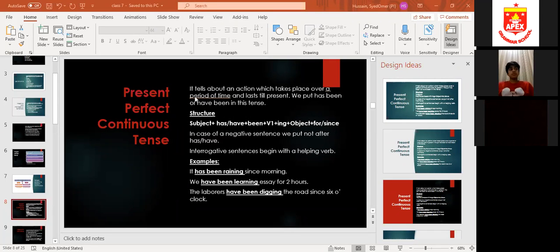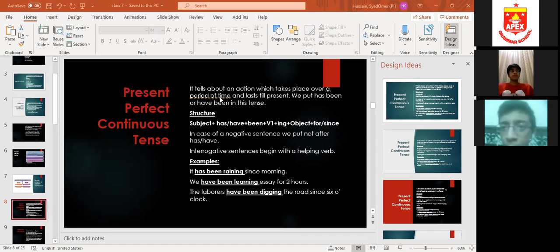We are discussing a time period. Beta, be a good listener. If you are listening well to the teacher, then you can easily understand and you can easily reply also. Okay? So it tells about an action which takes place over a period of time and lasts till present.